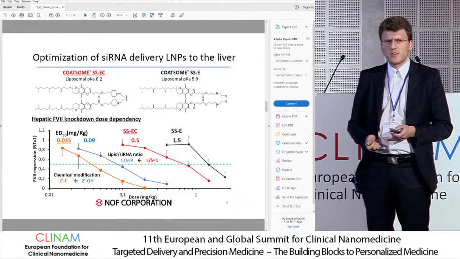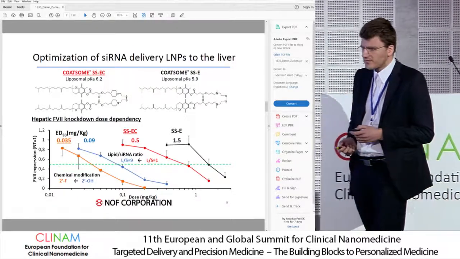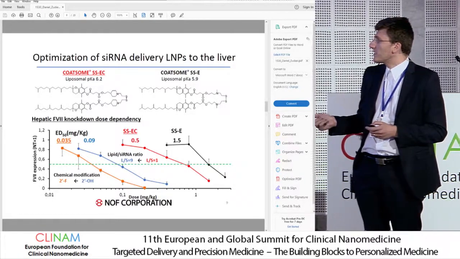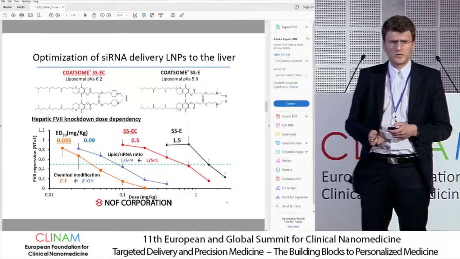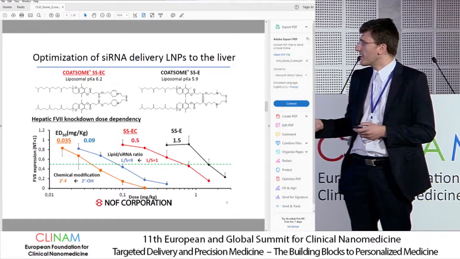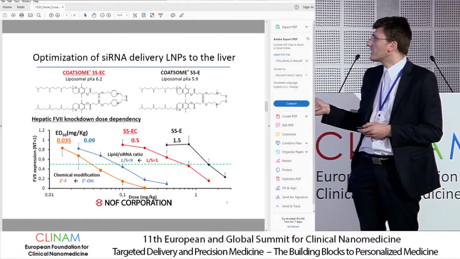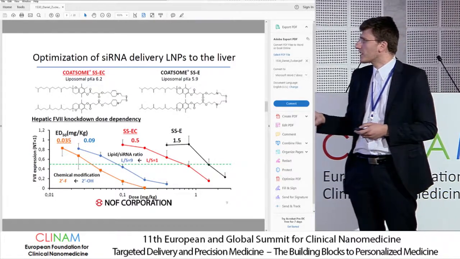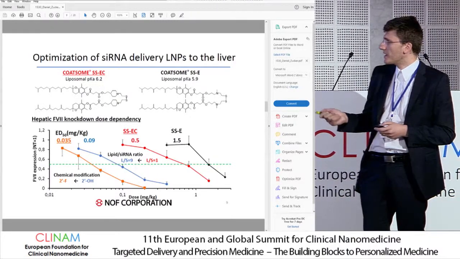Next, we formulated the siRNA in lipid nanoparticles with the different SS lipids that we synthesized. And we observed that by elevating the pKa of the amine group, we can significantly improve the delivery efficiency to the liver and the transfection efficiency. So COATSOME SS-EC has a pKa of 6.2, while COATSOME SS-E had a pKa of 5.9, and therefore the knockdown efficiency is threefold higher in vivo.